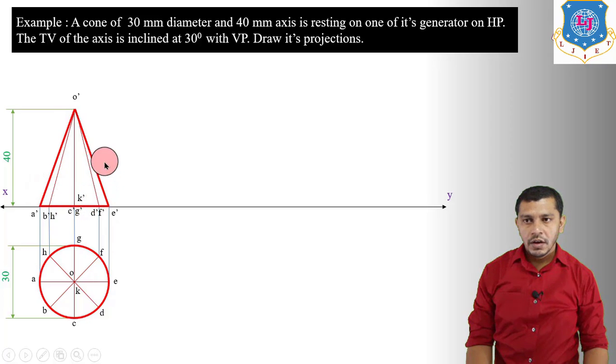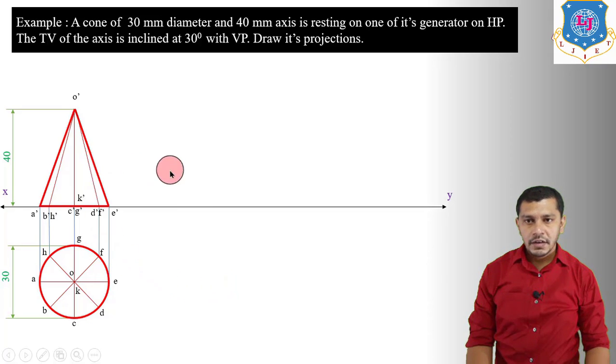Now the generators of the cone are imaginary lines connecting the apex point and the points of the periphery of the base circle. So generators are imaginary lines. So whenever we draw the top view and the front view in the last stage and the second stage, there isn't any need to show the hidden generators.